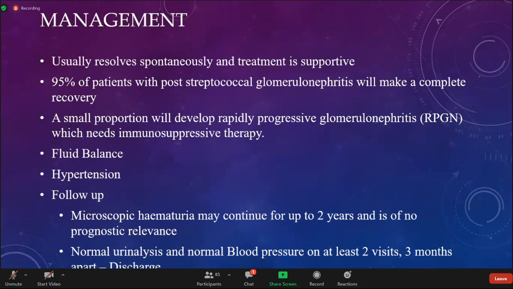Management of acute post-streptococcal glomerulonephritis is very simple but very specific. They usually resolve spontaneously and treatment is supportive. 95% of patients with post-streptococcal glomerulonephritis will make a complete recovery. That's very important. A small proportion will develop rapidly progressive glomerulonephritis, what you call RPGN, and then they need immunosuppression. Other components in the management are fluid balance, hypertension, and follow-up.